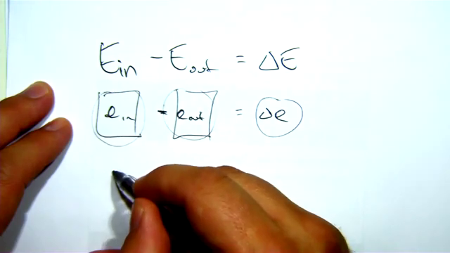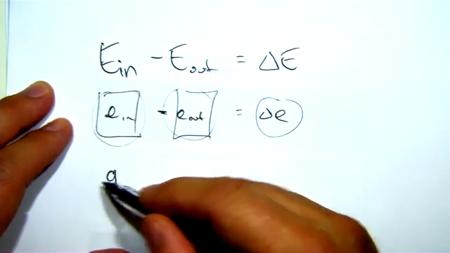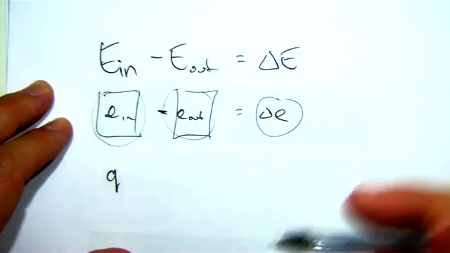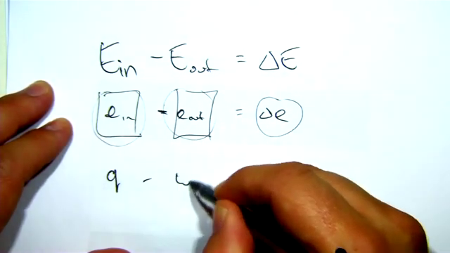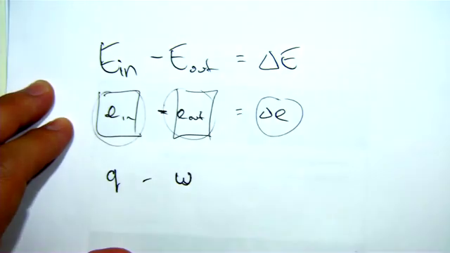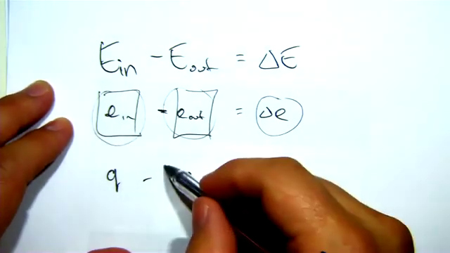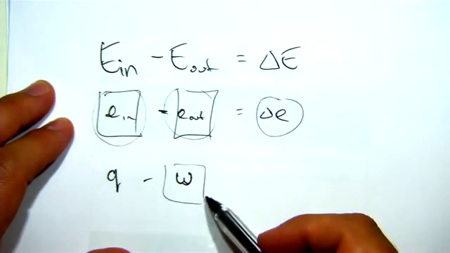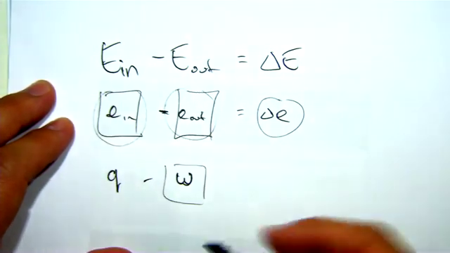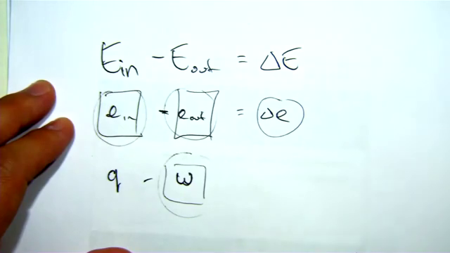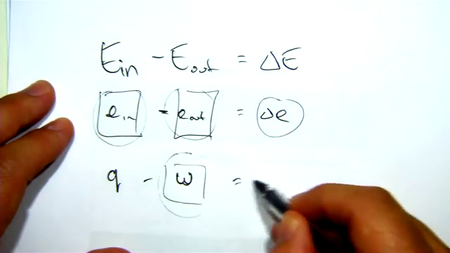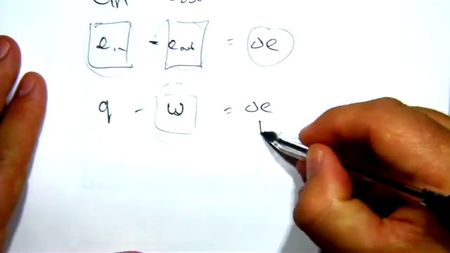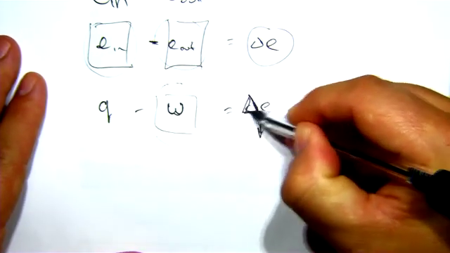This goes Q. I don't write Q in. If I leave it as a positive Q, that is heat transfer into the system. Minus work. I don't write work out because if I just write work and I leave it as a positive, I understand there's a minus there. Bear with me. If I leave this as a positive, I'm saying the work out of the system equals delta E.